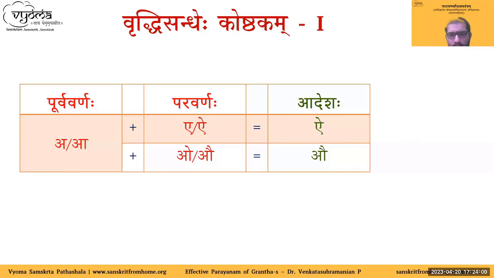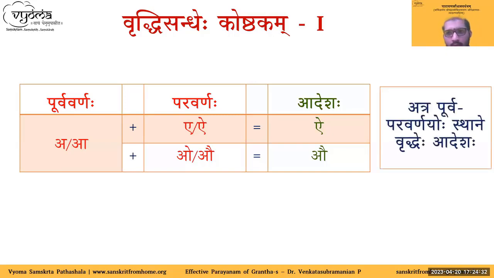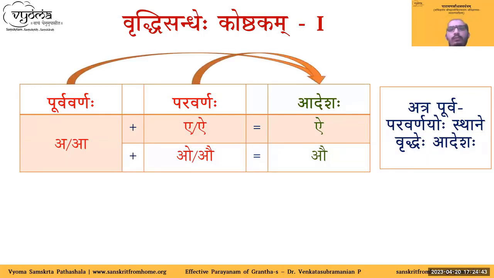If the Paravarna is Okara or Aukara, then the Adesha is Aukara. So where does this Adesha come? This Adesha comes in the place of Purva Varna and Paravarna. So like Savarna Dirgha Sandhi and Guna Sandhi, this Adesha takes place in the place of Purva Varna and Paravarna. So this is seen here. Atra Purva Paravarnayoho sthane Vriddhehe Adeshaha bhavati.